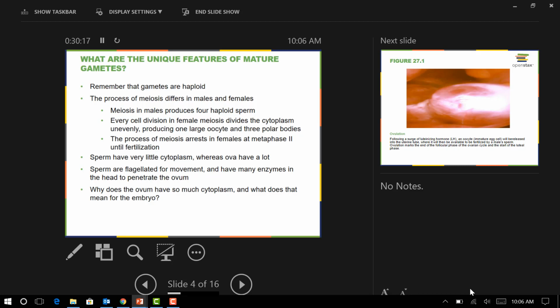All right. So now, since this is two separate groups, we're going to start here. We're going to move our way back, and then we'll come back up. And I want you to share either an answer to the first part of the question, why is there so much cytoplasm, or share some idea of what that actually means for the embryo.